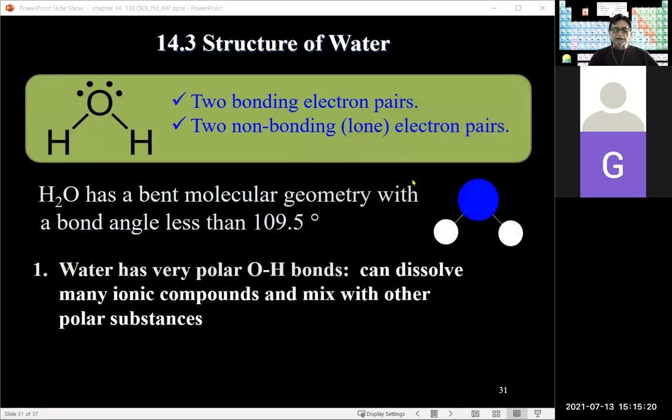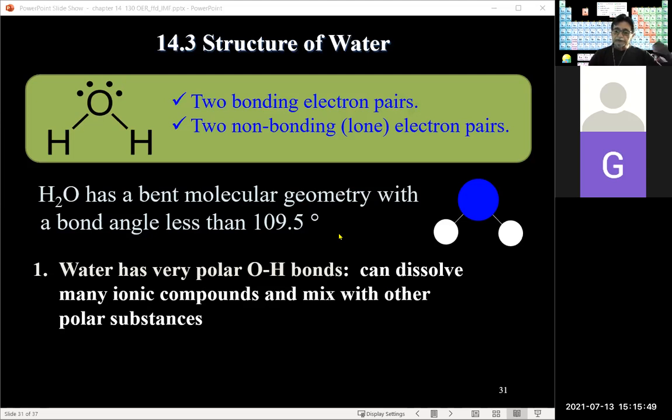Water, we kind of throw this in as a special case. We talked about this. We did the Lewis dot structure. It has two bonding electron pairs, two non-bonding or lone pairs on it. It has the bent geometry. The bond angle is much less than 109.5. Water's very, very polar. And it can literally dissolve everything. It really can. It may take time, but it varies.